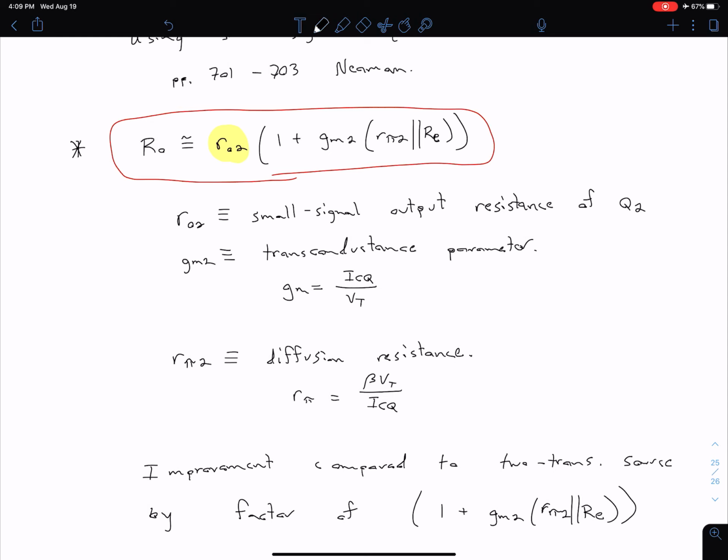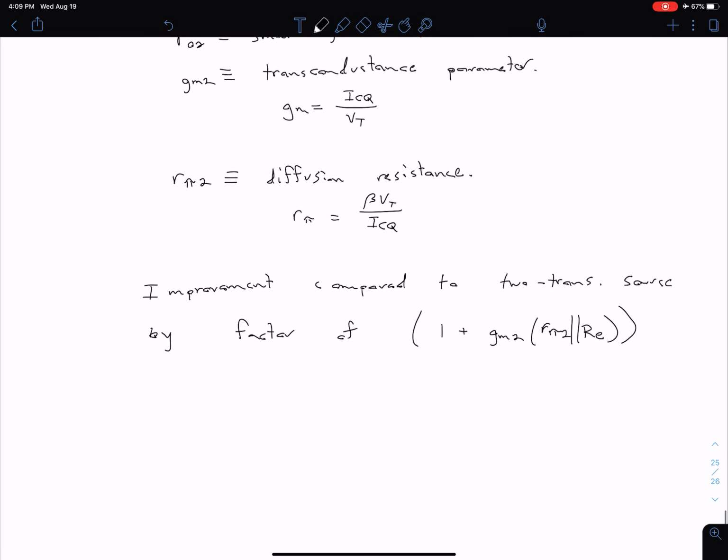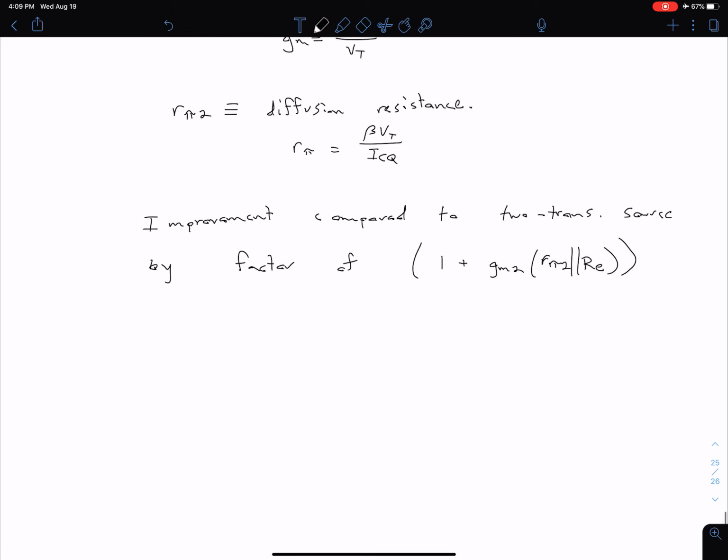So what we could say is, well, sure, maybe that's a big number. I don't know what typical values are for gm2, r pi 2, and RE. Well, let's plug in some typical values. If we look at some typical values as shown on page 702 of the Neaman textbook, we have 1, and then for the gm2, a typical value would maybe be 38.5 milliamps per volt, or we can write that as 10 to the minus 3 amps per volt. And then we have the parallel combination of our r pi 2, which is hundreds of k ohms, so let's say that's 217 k ohms.